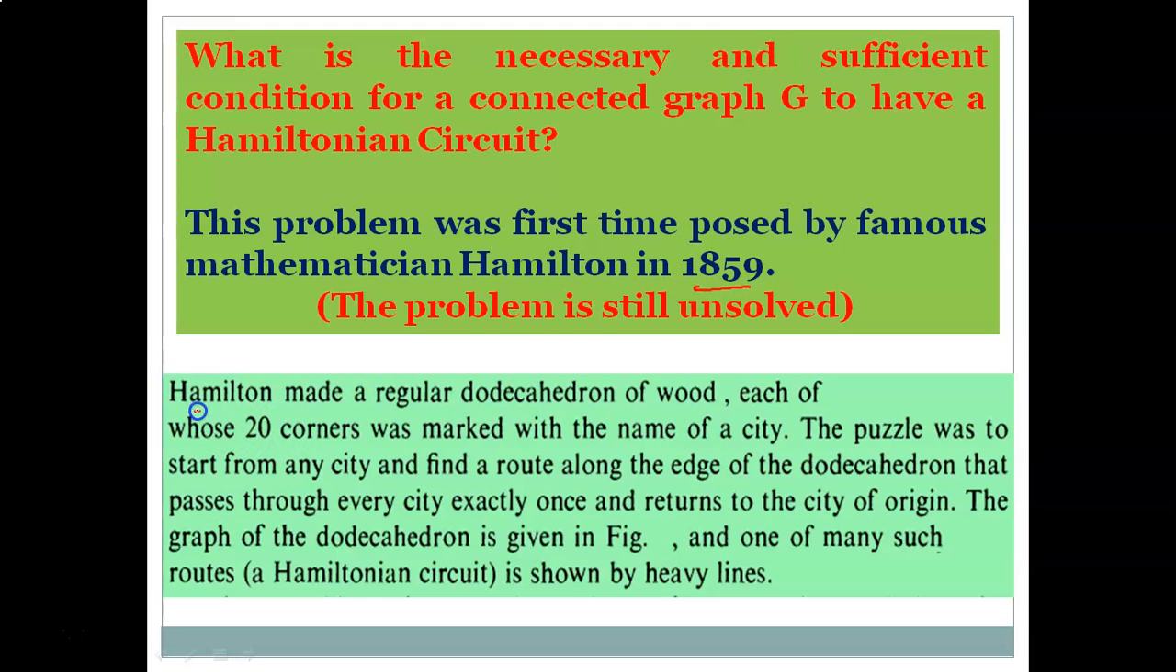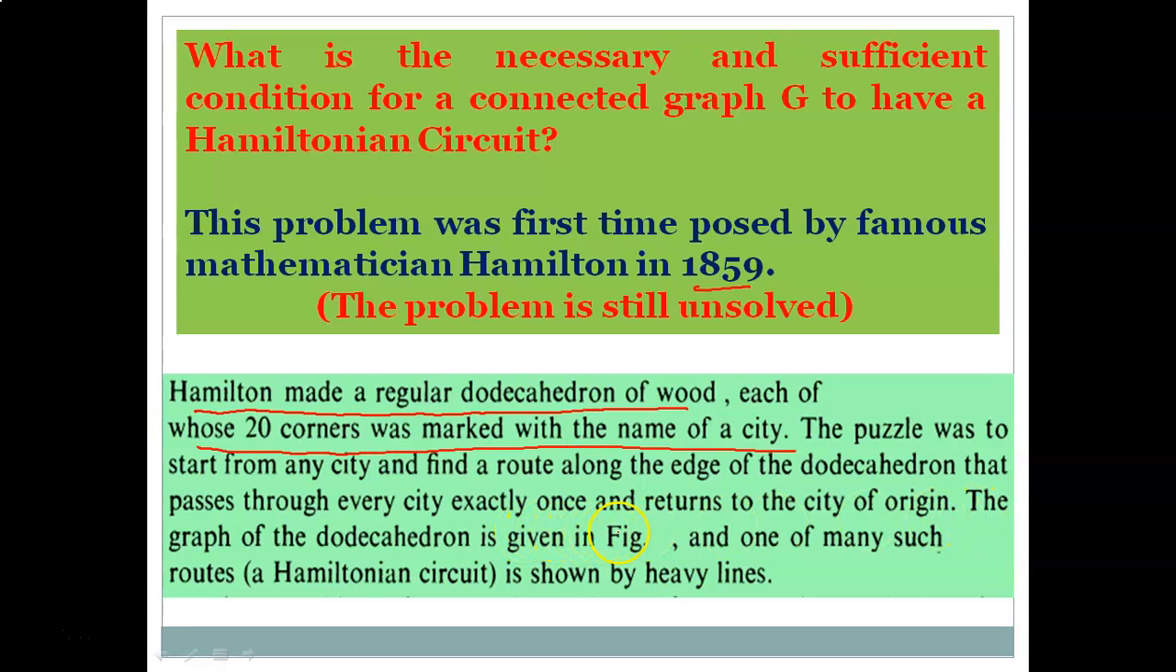In fact, Hamilton made a regular dodecahedron of wood. A dodecahedron has 20 vertices, each of whose 20 corners was marked with the name of a city. The puzzle was to start from any city and find a route along the edges of the dodecahedron that passes through every city exactly once and returns to the city of origin.